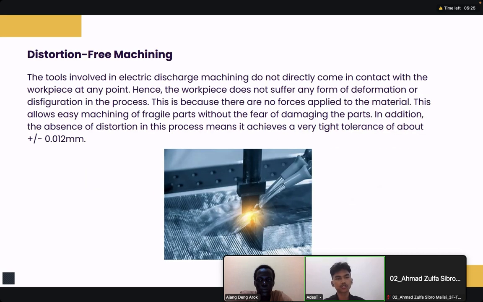The next advantage is distortion-free machining. The tools involved in electric discharge machining do not directly come into contact with the workpiece at any point. Hence, the workpiece does not suffer from any deformation or disfiguration in the process, because no force is applied to the material. This allows easy machining of fragile parts without fear of breaking them. In addition, this absence of distortion helps achieve very tight tolerance, about plus or minus 0.012 mm.